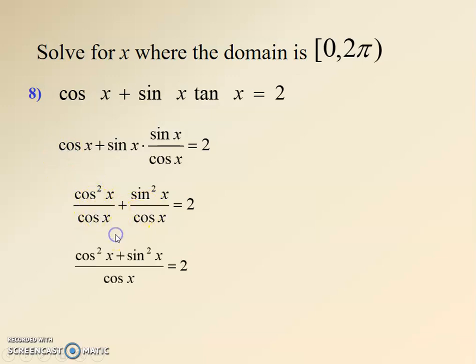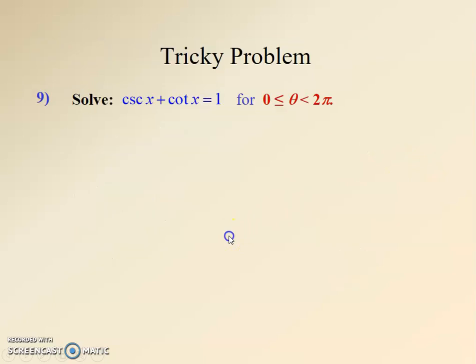I'm going to go ahead and add those numerators now. And then cosine squared plus sine squared becomes 1. So I now have 1 over cosine of x. If I multiply both sides by cosine and divide both sides by 2, you end up with cosine of x equals 1/2. So now to solve this, you'll get 5 pi over 3 and pi over 3 as your two answers.